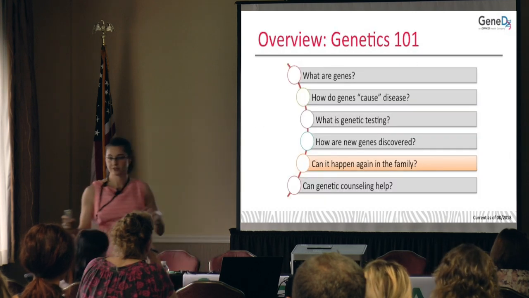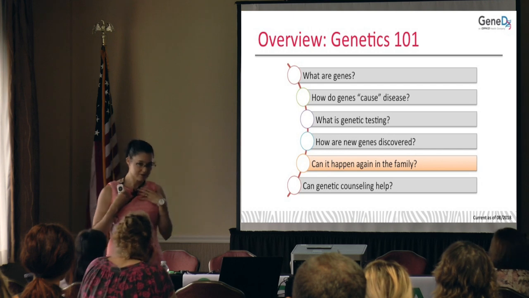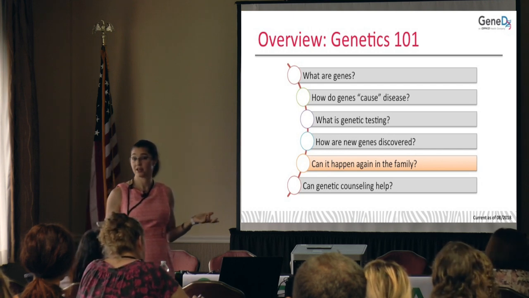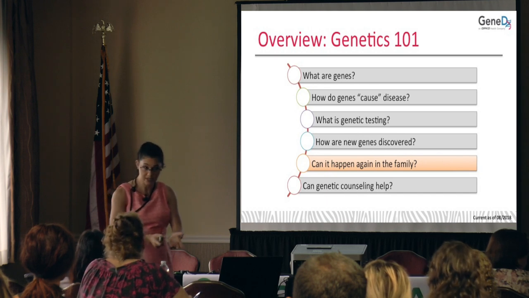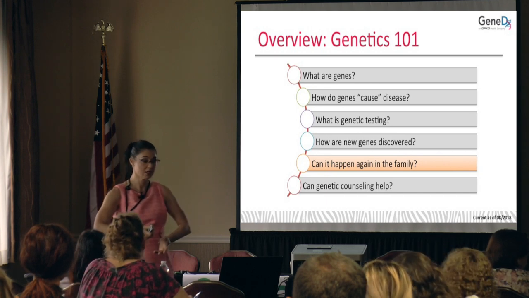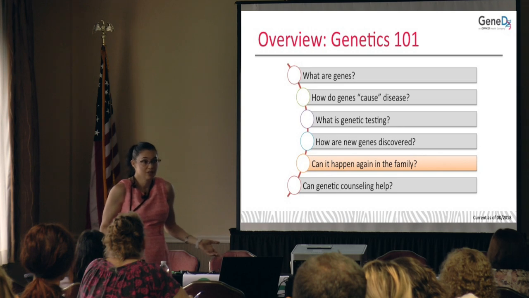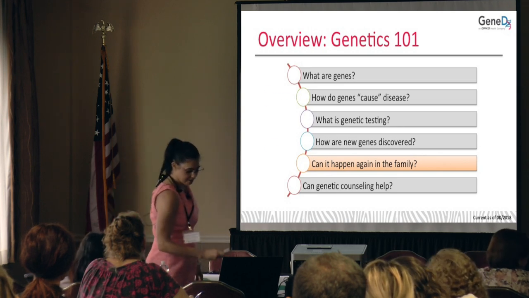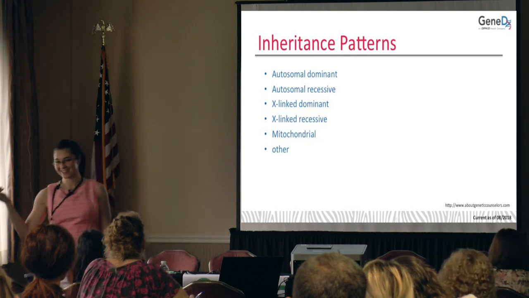Okay. Now, let's switch gears. So, as a genetic counselor, a question I get a lot is, can it happen again in a family? It happened once. We didn't have any family history. We weren't expecting it. But I'm told it's genetic. Does it happen again? Depends on the gene, right?